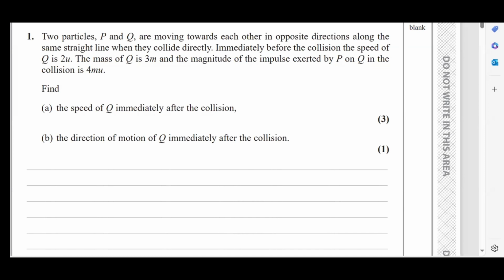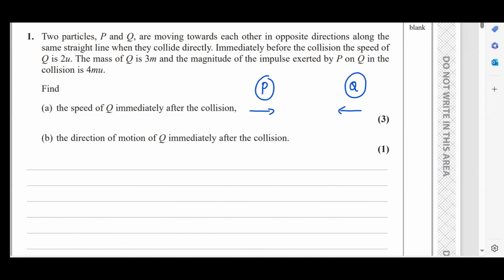Welcome back. In this video, we are going to discuss June 2022 M1 Mechanics 1 question number 1. This is a momentum question. We have two particles P and Q moving towards each other in opposite directions. Let's draw a particle P and a particle Q. They are both moving in opposite directions. Let's say that P is moving towards the right, then Q will be moving towards the left.